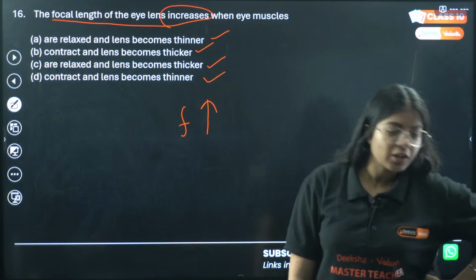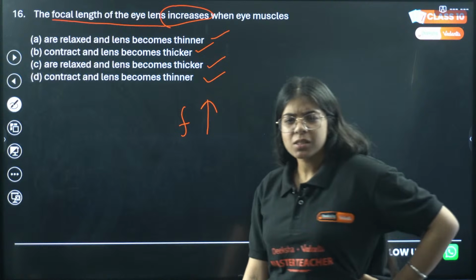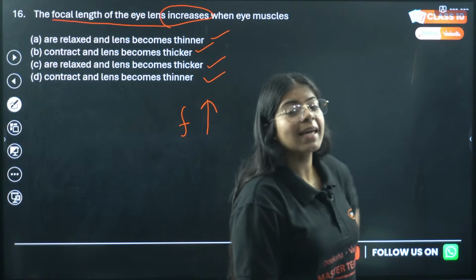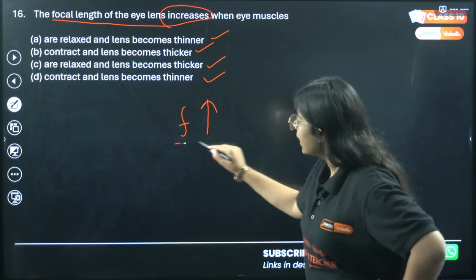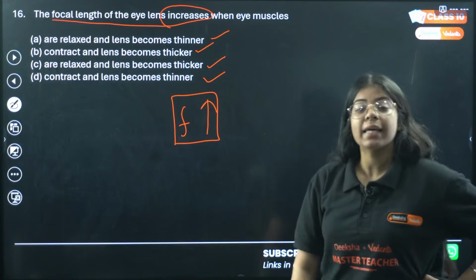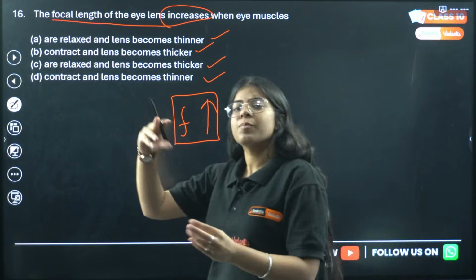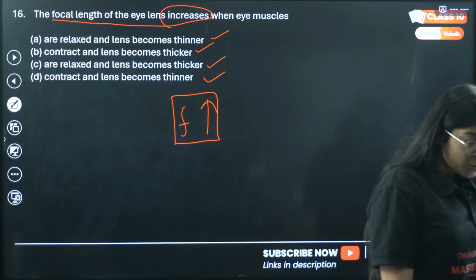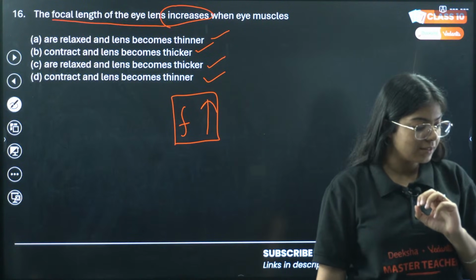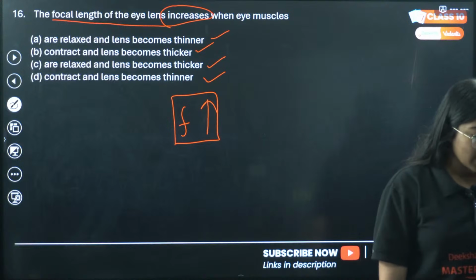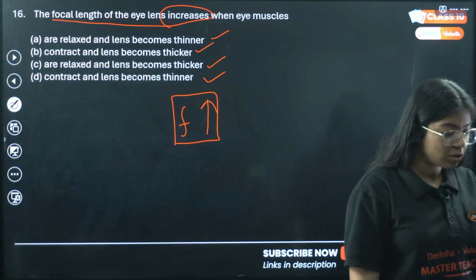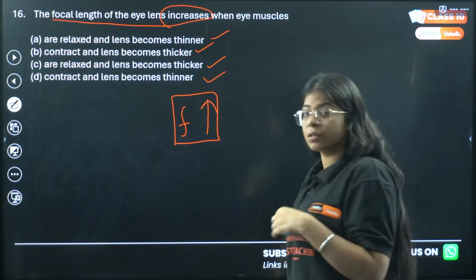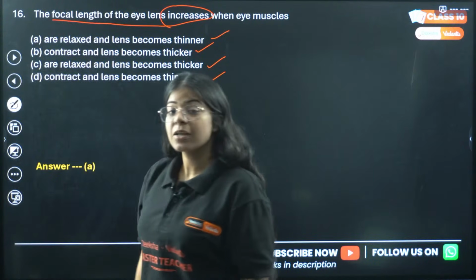I want you to check your answers again. Dipanshu is also saying B. Muscles contract, lens becomes thicker. But we are talking about focal length increasing. When does focal length increase? When the lens becomes thinner. Trev is also saying option A now. There are lots of you saying B, but two of you are saying A. Let's check what the answer is. The answer is actually A.